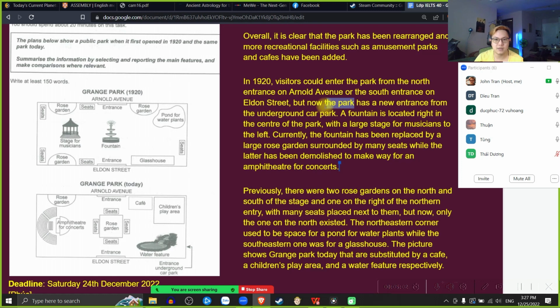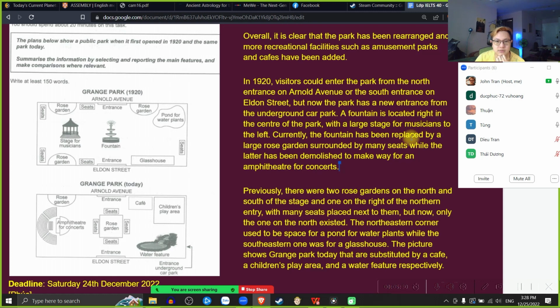So here, even though you repeat the word park, to make it sound clear, you cannot replace it with it, because if you use it to refer to the park, people can be confused. Okay, what does it stand for? Is it Eldon Street, Arnold Avenue, South Entrance, or the park, or what? So that's why we keep the park here, okay?